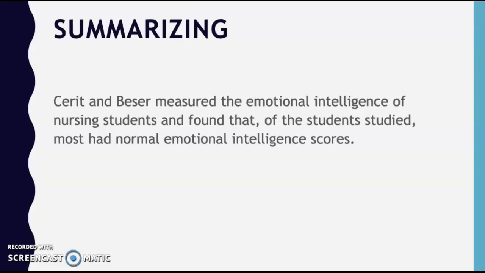Now take a look at this example of a summary. We've summarized the entire study in just a sentence by writing, Serrett and Besser measured the emotional intelligence of nursing students and found that, of the students studied, most had normal emotional intelligence scores. The summary does not give any concrete numbers, nor does it get into the specifics of how the study was conducted. It's very simply a sentence that sums up the entire study so that your readers can understand the context of the information that you're using.